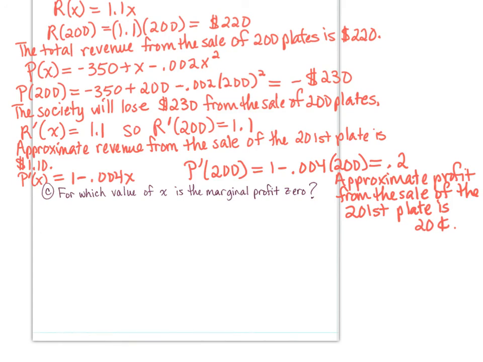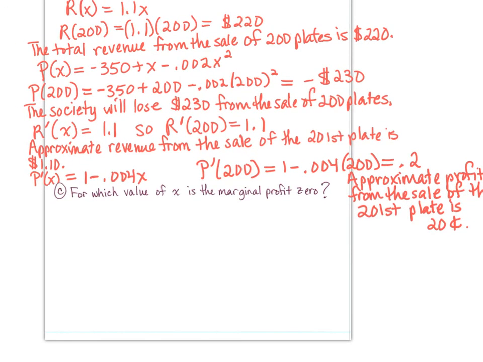Now, what questions do you have so far? Okay, so C says, for which value of x is the marginal profit 0? How do we find that? Set the marginal profit equation to 0, which is 0 equals 1 minus 0.004x. You got it. Good. So you take your marginal profit and set it equal to 0.